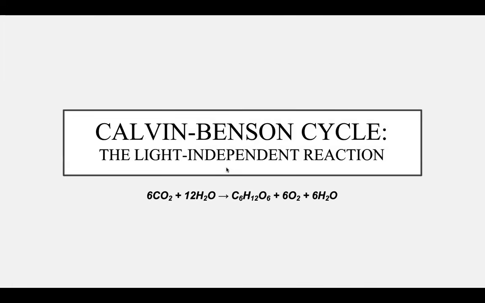So in your Calvin-Benson cycle, now we're going to what the actual reaction products are, which is glucose plus more oxygen plus more water. So the Calvin-Benson cycle uses carbon dioxide from the atmosphere in order to help produce the glucose at the very end. And this process is also known as carbon fixation.